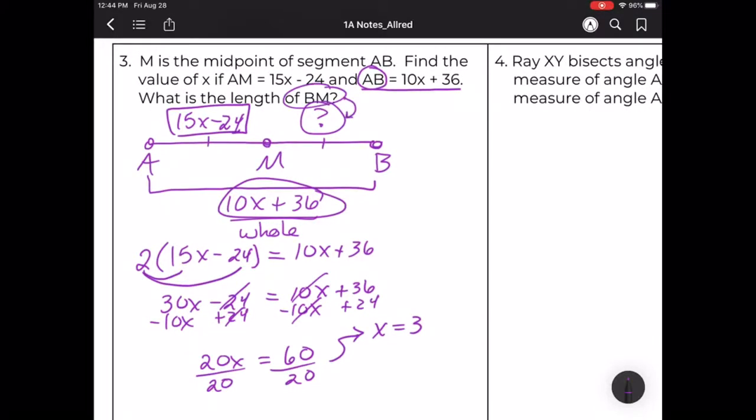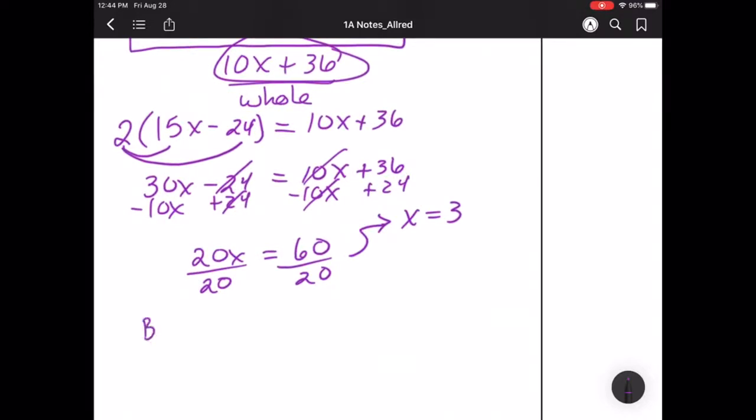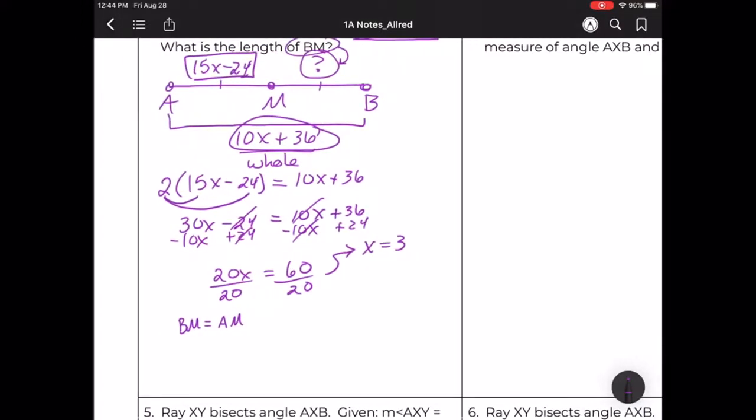We're going to evaluate for the length of BM. Well, that is this unknown value. But remember, the parts are equal. M is the midpoint. So BM, or MB, has to be equal to AM. So I'm just going to plug in my 3 for x into the value for AM, 15x minus 24. So I make it 15 times 3 minus 24. 15 times 3 first is 45. And then I subtract 24. I get 21. So the length of segment BM and AM is 21.